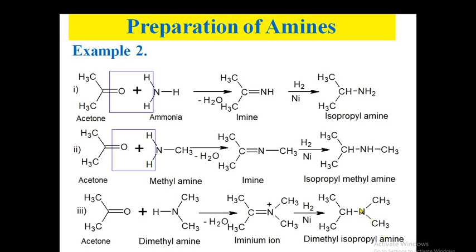If you see here, nitrogen is attached to three alkyl groups: this is the isopropyl group, and two methyl groups here. So this is the tertiary amine. So primary, secondary, and tertiary, all three types of amines are prepared by this method, that's the reductive amination.